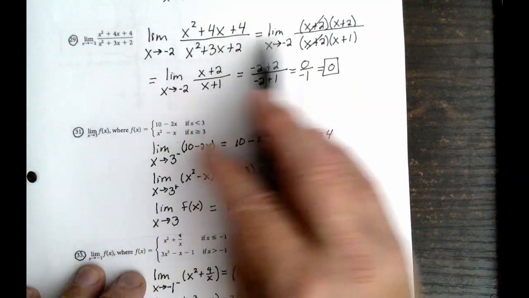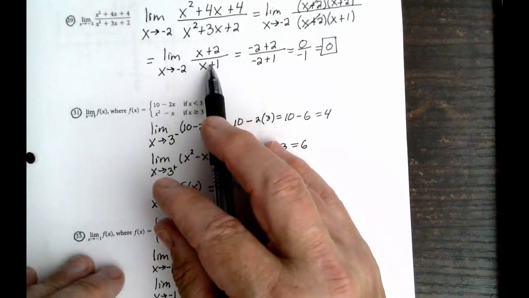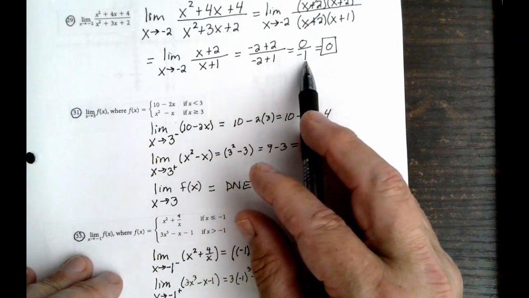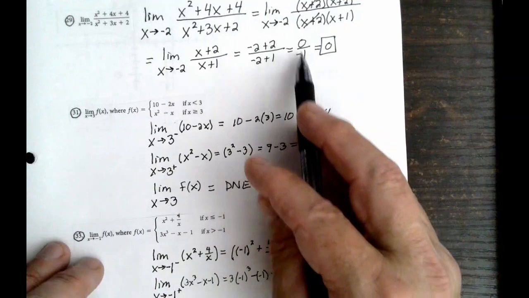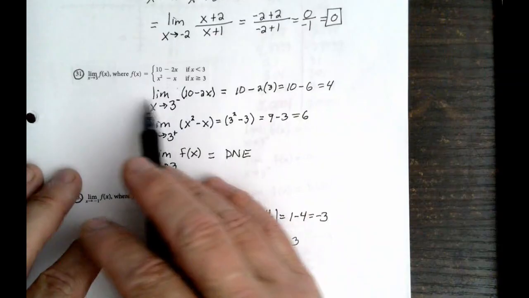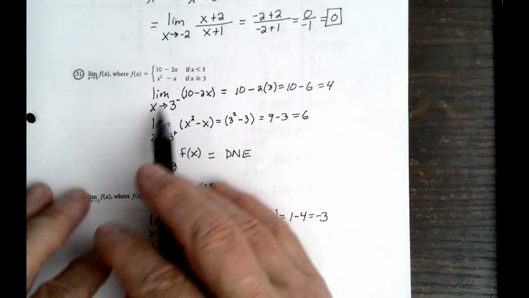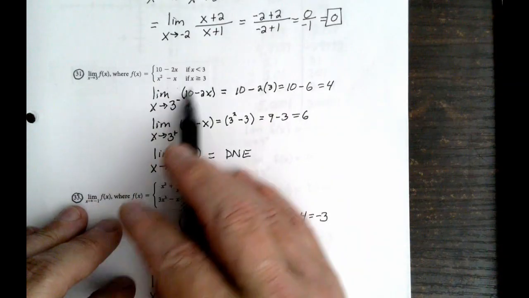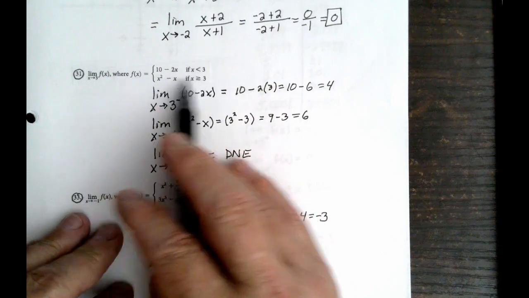On this one we factor, cancel, and we can do direct substitution, and we're not dividing by 0, we're dividing into 0, which will give you 0. That's the legitimate answer. Now this one asks you to analyze this thing where x equals 3, which is the interesting point of this piecewise function.